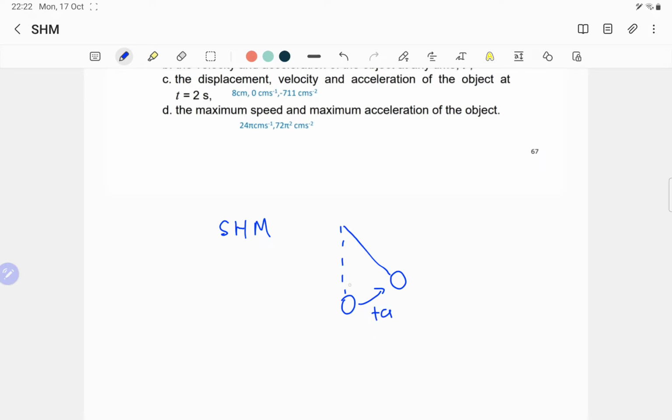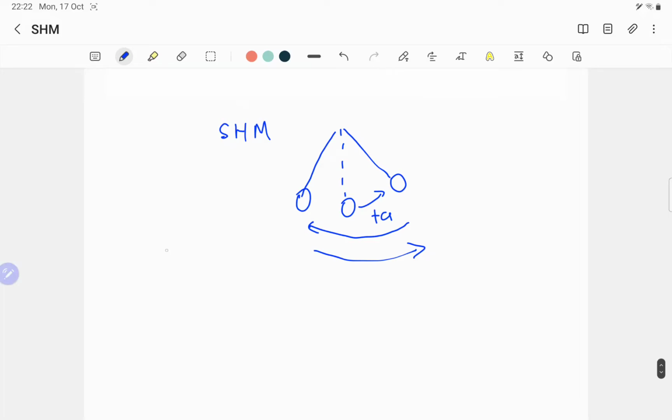As you release it, the pendulum will swing and make an oscillation. Now with this information, we can put it in a graph. You can have a displacement versus time graph.